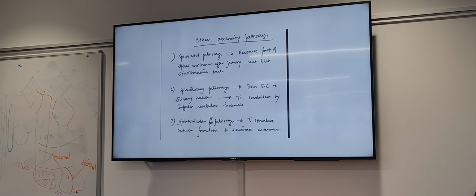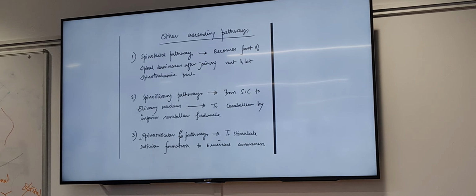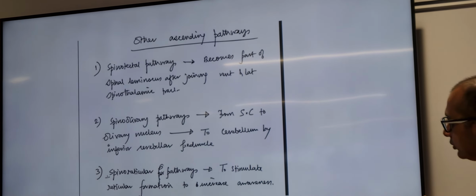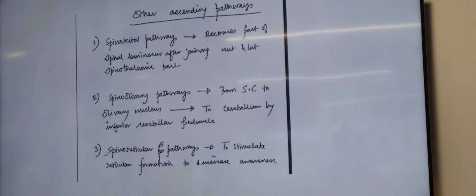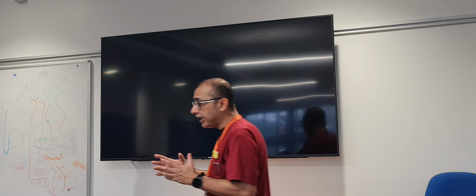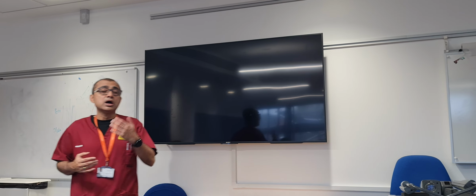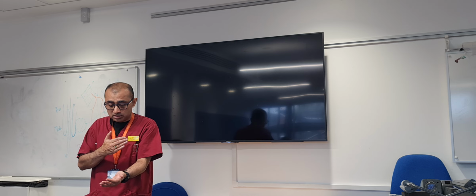And there are other pathways which you don't need to remember: spinotectal, spino-olivary, and spino-reticular. These are not important. But what is important is how we can localize based on these pathways. I'll give you an example. If somebody has a sensory deficit in the glove and stocking area, what is the problem? Immediately, what would you diagnose?